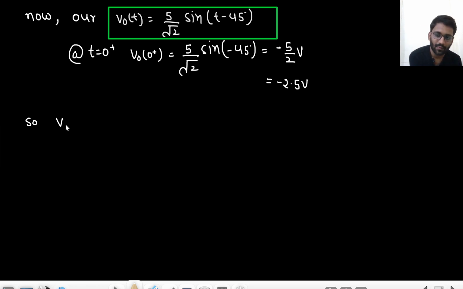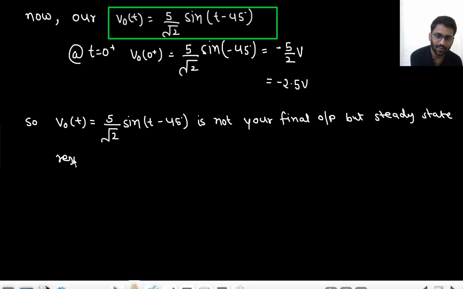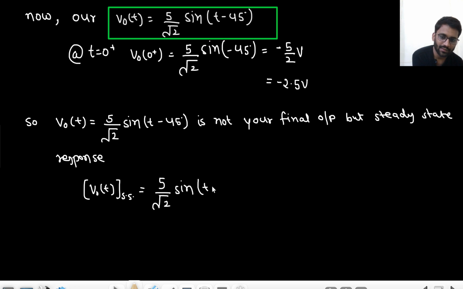This V naught t is not your final output, but the steady state response. So you should write V naught t steady state is 5 by root 2 sin(t minus 45 degree). Okay, so this is just the steady state response.